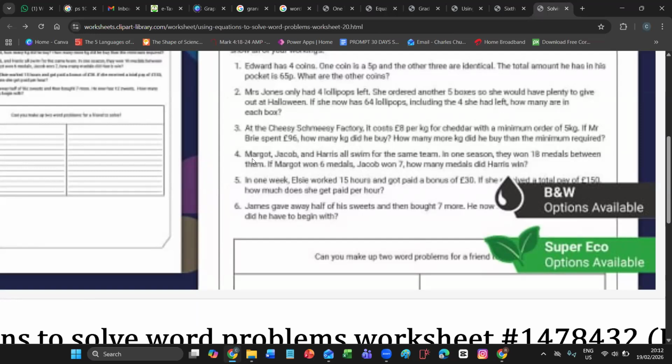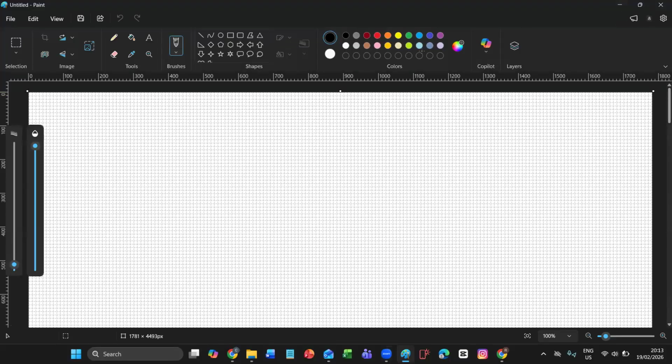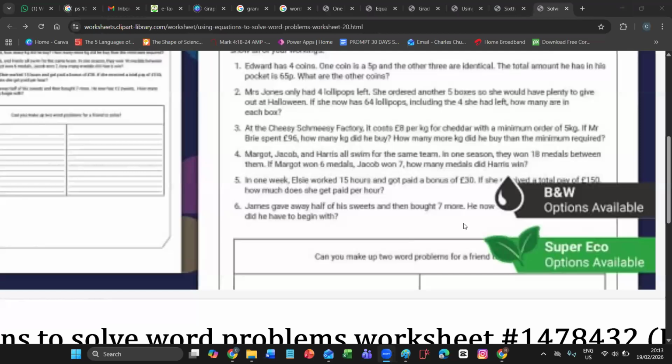One coin is a 5 penny. Okay, so at least we know that one of them is a 5 penny coin. Let me quickly do this. Okay, can you still see my screen? Yes, sir. Okay, nice.